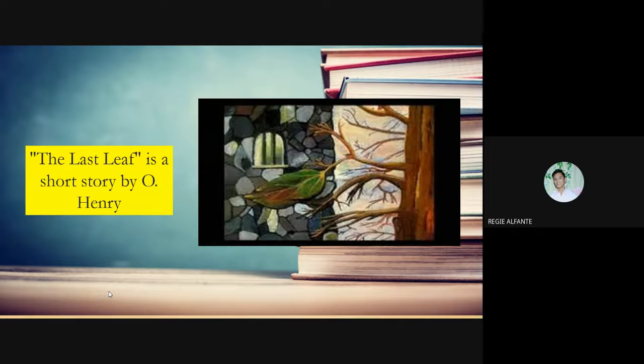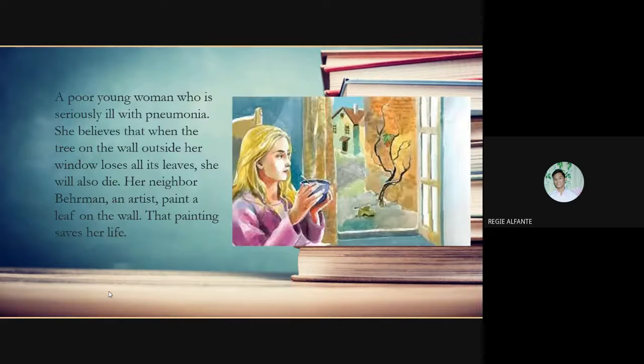Another example is The Last Leaf, a short story by O. Henry. The Last Leaf talks about a poor young woman who is seriously ill with pneumonia. She believes that when the tree on the wall outside her window loses all its leaves, she will also die. Her neighbor, Berman, an artist, paints a leaf on the wall. That painting saves her life. So that is another example of fictional prose.